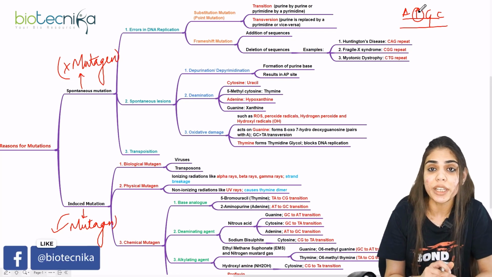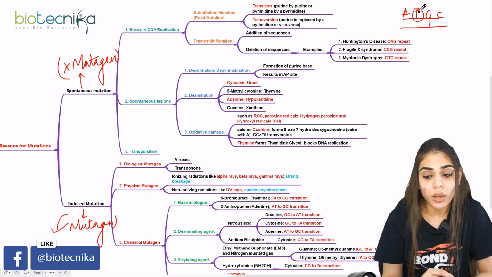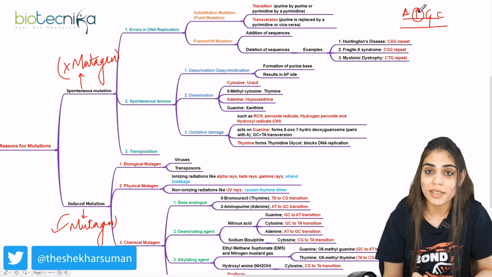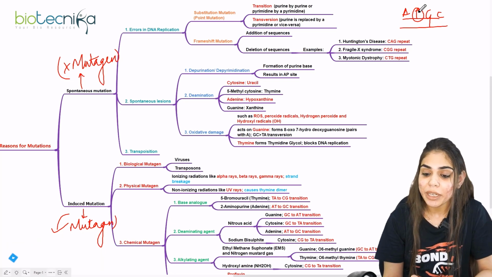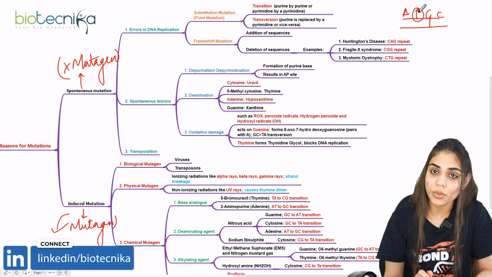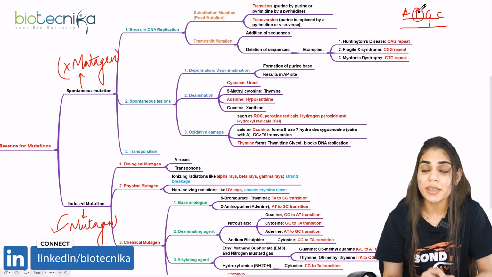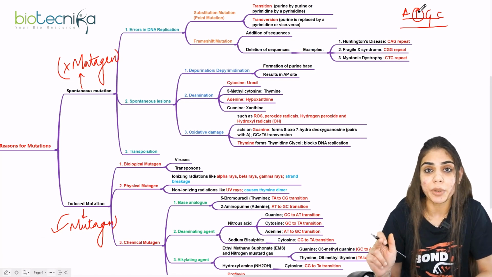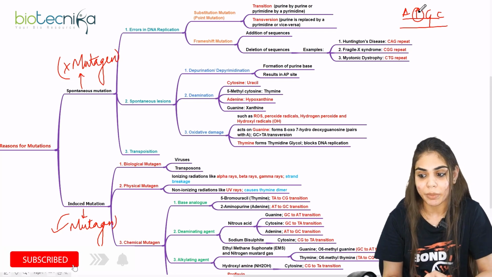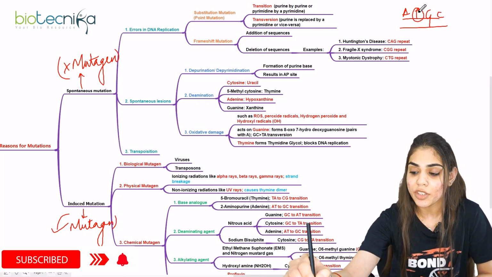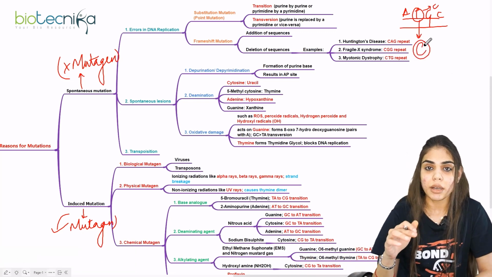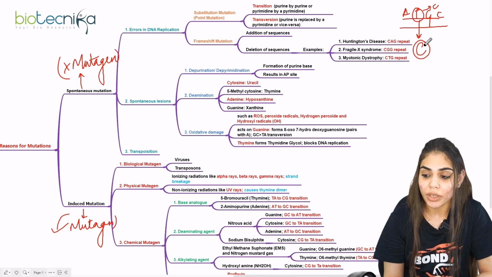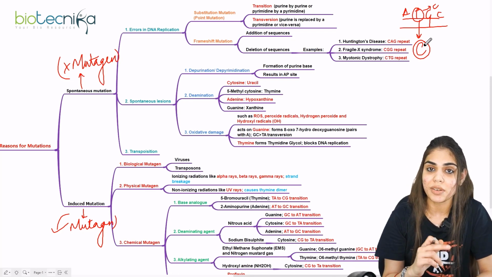Transition means any purine is replaced by a purine, and we all know there are two types of purine bases in the DNA molecule: one is adenine and the second is guanine. And pyrimidines are again of two types, cytosine and thymine. So transition means a purine is replaced by a purine, or a pyrimidine is replaced by a pyrimidine. Suppose this thymine is replaced by cytosine. So in place of T, C comes and is present in the DNA molecule. This type of mutation is called a transition, because here a pyrimidine base is replaced by a pyrimidine.